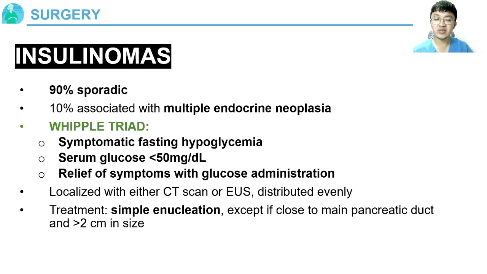So this is distributed evenly all throughout the pancreas, and treatment is enucleation, especially if the tumor is far from the main pancreatic duct and is less than 2 cm in size. If it's close to the main pancreatic duct and more than 2 cm in size, you can think of more aggressive, more extensive procedures such as pancreaticoduodenectomy.